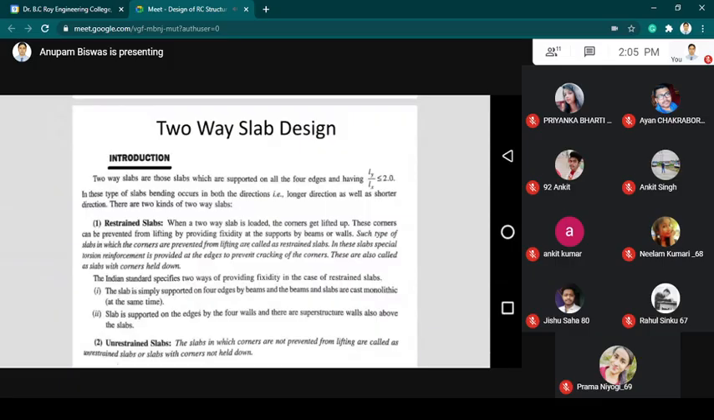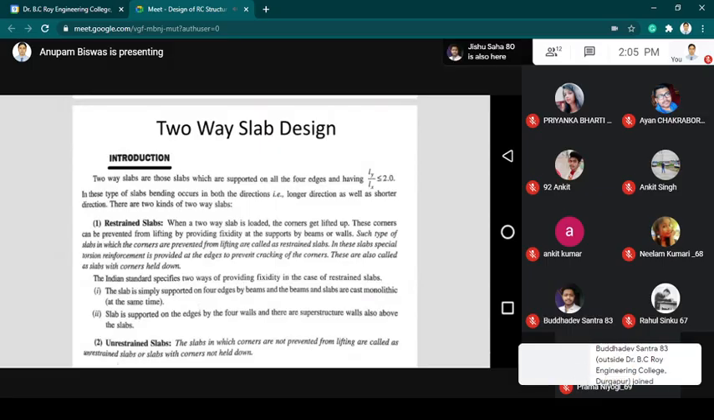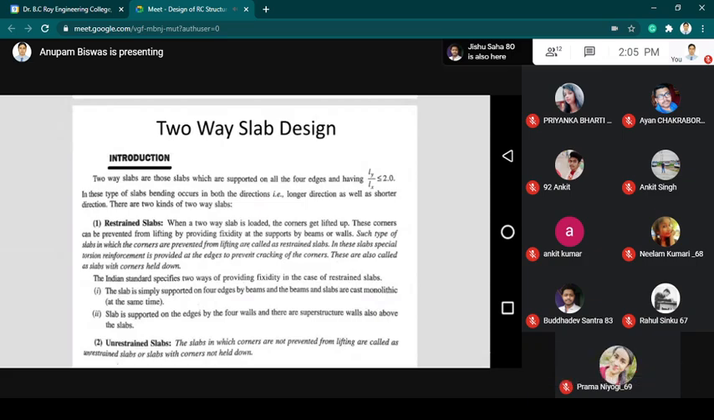So how are these slabs restrained? These are actually fixed, so that the actual cracking of the corners is not there. That is why they are also called slabs with corners held down.